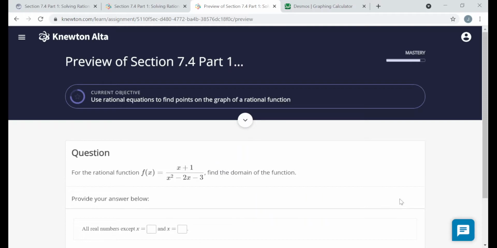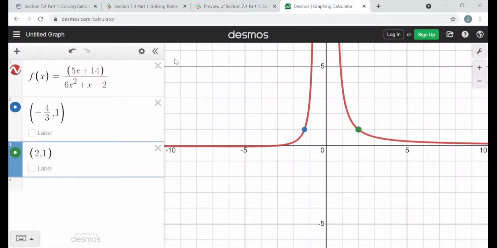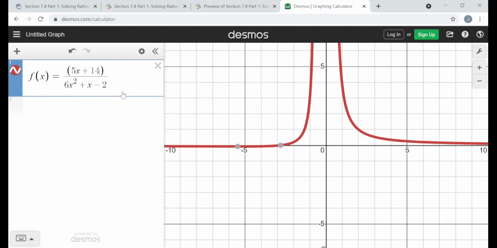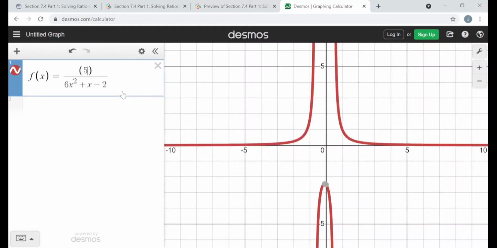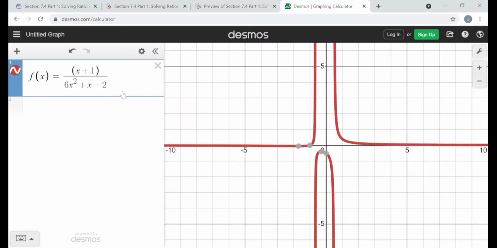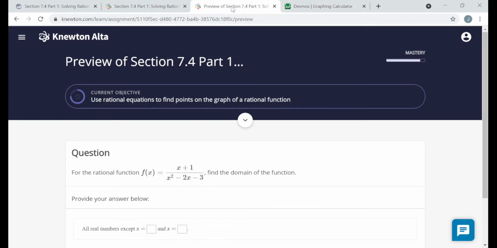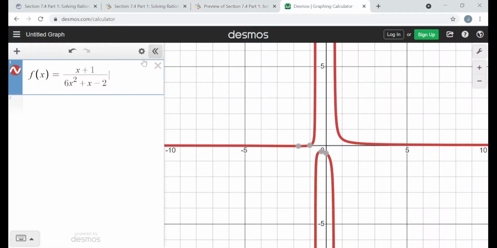So this is going back to that use rational equations to find points on the graph of a rational function. Alright, so same as earlier, I'm going to go back to that desmos.com graphing calculator and I'll enter this function. So we have x plus 1. Let me clear these points out. And instead of 5x plus 14 in the numerator, it is x plus 1. Don't really need the parentheses. And then the denominator has x squared minus 2x minus 3.